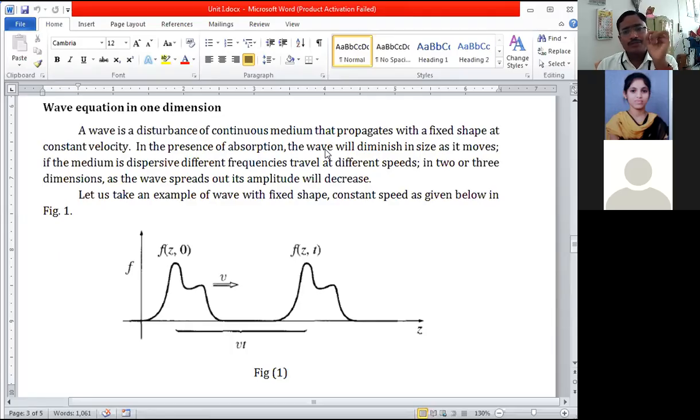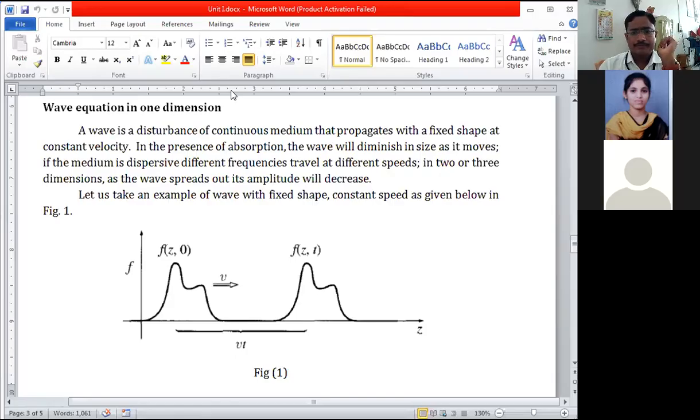Now we are going to proceed further. How the waves behave in one dimension. With these Maxwell's equations, how an electromagnetic wave behaves in one dimension when it propagates along one dimension. Now see, as I told you, wave. What is a wave?